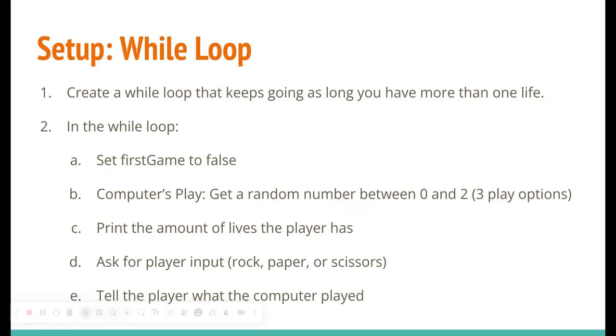Now let's set up the while loop. So I want you to create a while loop that keeps going as long as you have more than zero lives. And inside the while loop, you're going to set firstGame to false. For the computer's play, you're going to get a random number between 0 and 2 because there are 3 play options in rock, paper, scissors. Then you're going to print the amount of lives the player has. You're going to ask for player input, either rock, paper, or scissors. And finally, you're going to tell the player what the computer played. I'm going to give you a second to pause this and create that on your own.